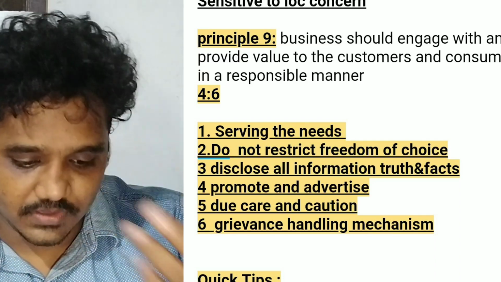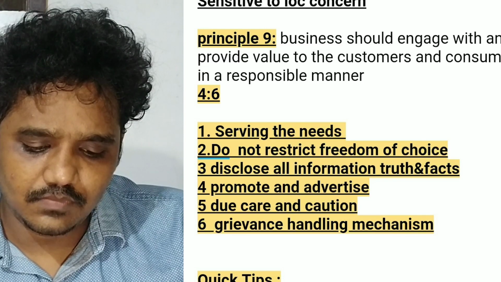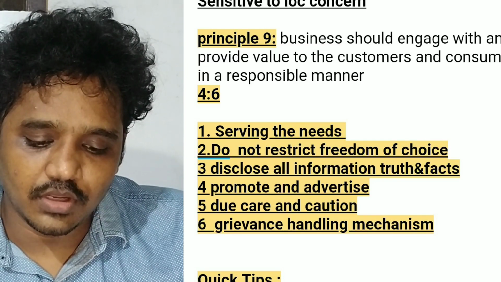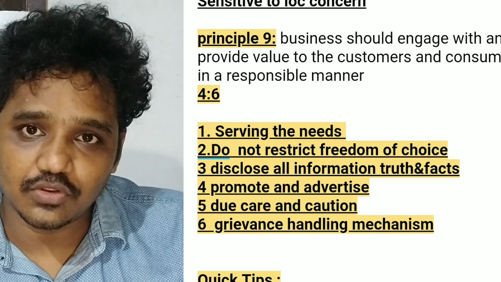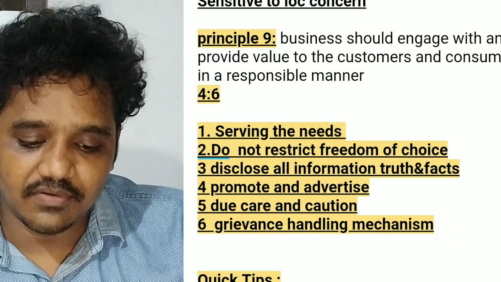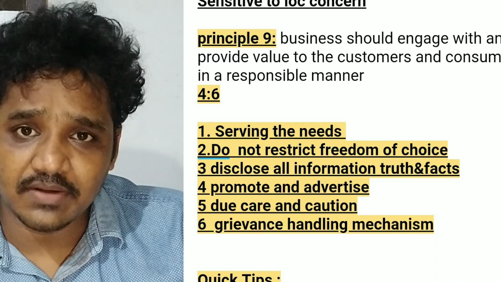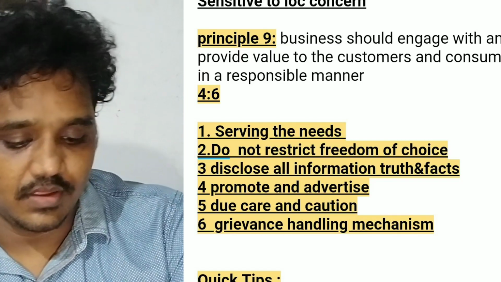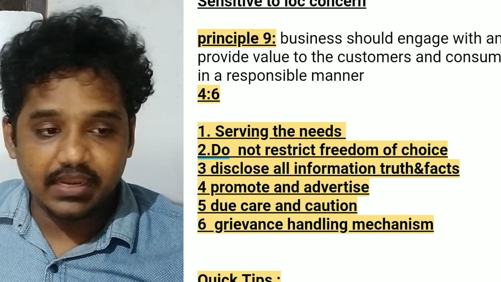Okay, let's go to the third point. The third point is you have to disclose information about the products, the truth and facts about the products, in the product label. And the next one is promote and advertise. While doing the promotion and advertising, you have to be very careful. The next one is due care and caution. And the last one is grievance handling mechanism.